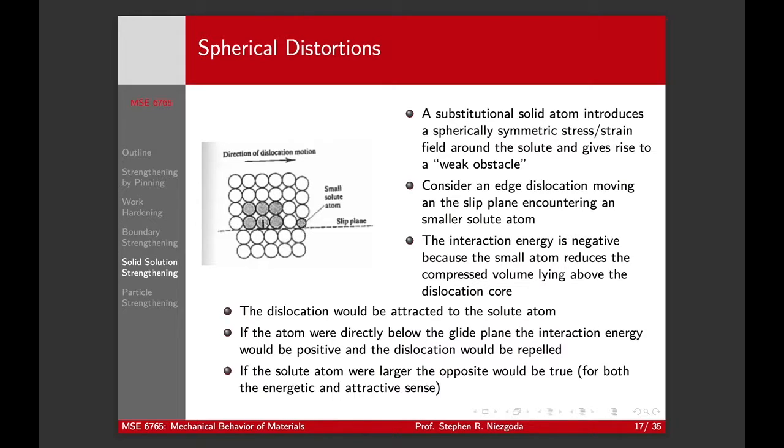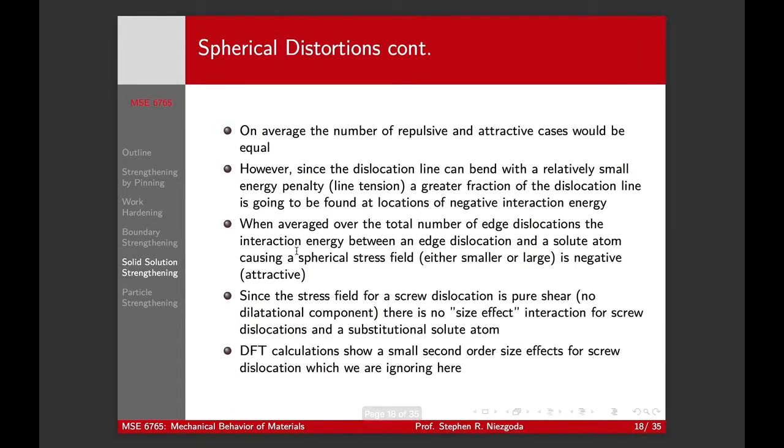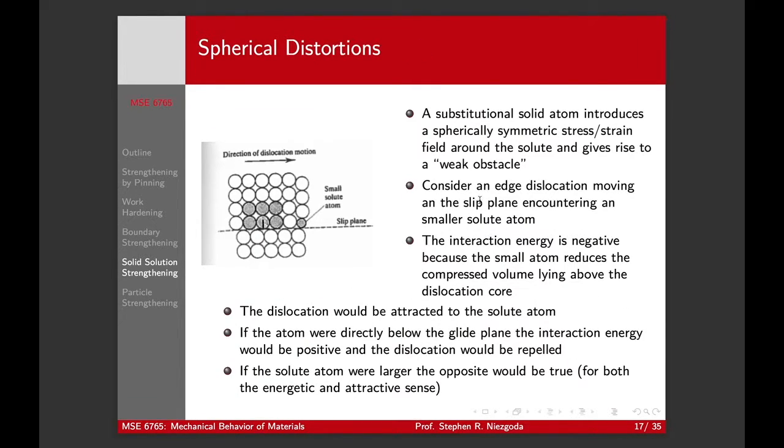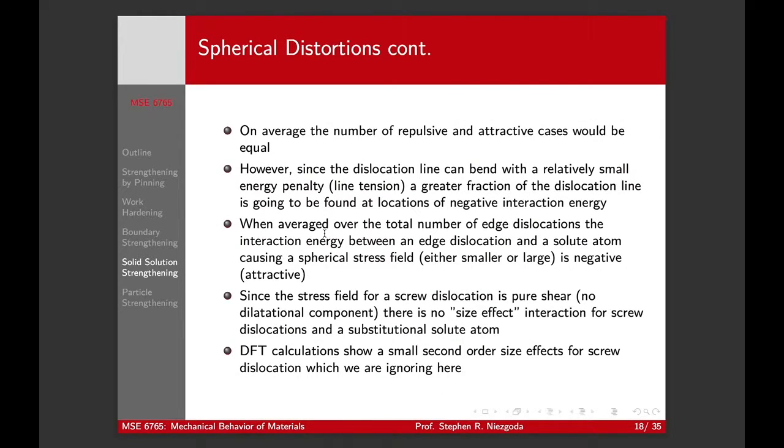And the stress fields of these substitutional solute atoms are what we call spherically symmetric. There's a spherically symmetric stress-strain field around them. So we call these a weak obstacle, or a spherical distortion of the lattice. All right, we'll talk about tetragonal distortions, or asymmetric distortions, in just a little bit. But as long as there are no vacancies or anything here, we can think of this as a perfectly spherical, isotropic stress field.